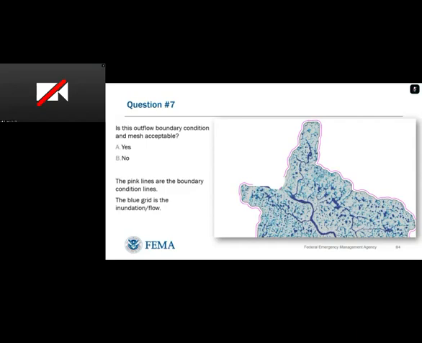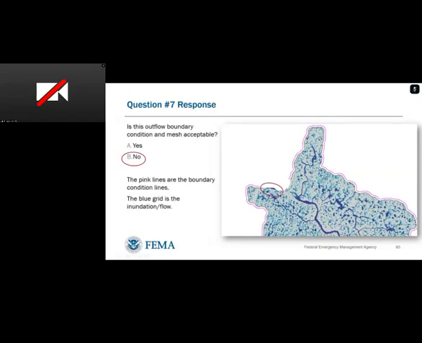However, the answer is actually no. So with these pink lines being the boundary conditions and this being the flow, we have quite a bit of ponding here with nowhere to leave the system. So we would not want to see this because this is a falsely high depth and would give us a lot higher water surface elevation than would actually be there.